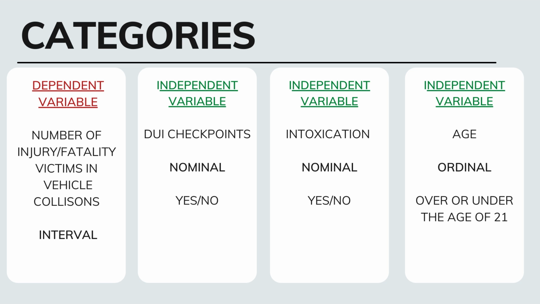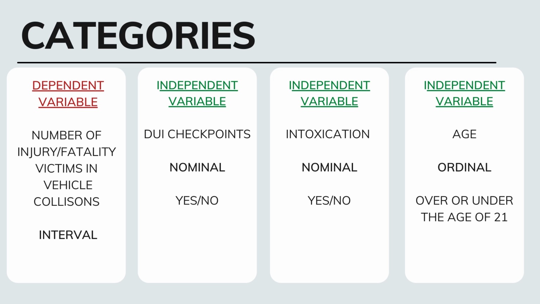First up, the dependent variable is the number of injury and fatality victims in vehicle collisions, and that is going to be interval. The first independent variable I identified is the DUI checkpoints, and these will be considered nominal because I am going to be looking at it from the standpoint of whether or not checkpoints happen. So it's a yes or no of whether a checkpoint happened. The second independent variable is intoxication. Again, this is also nominal, whether or not alcohol was involved, a yes or no.